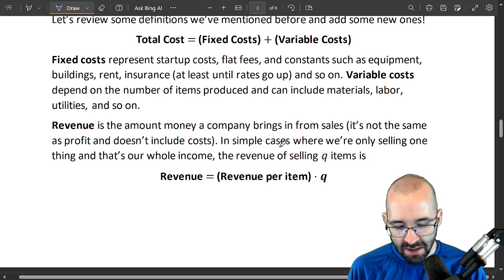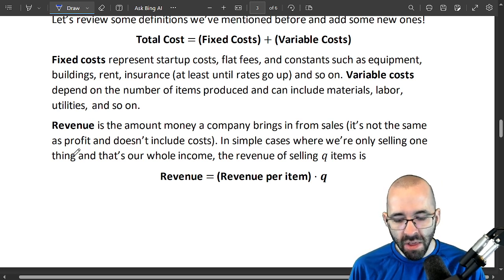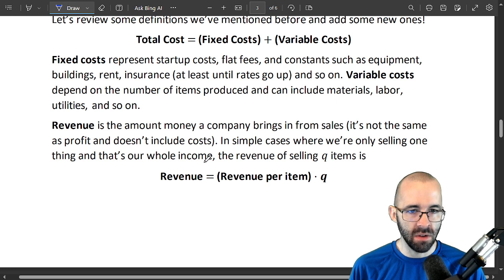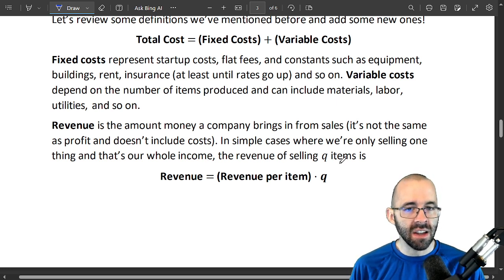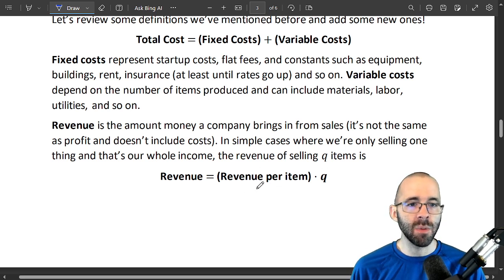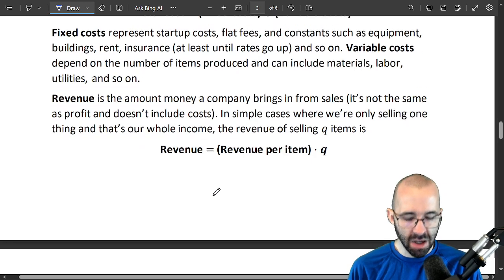So in simple cases, if we're only selling one thing and that's our whole revenue, then the revenue of selling Q items is just going to be, well, how many are we selling and how much money are we making from each thing? Multiply them together. That's one way that we can model revenue.